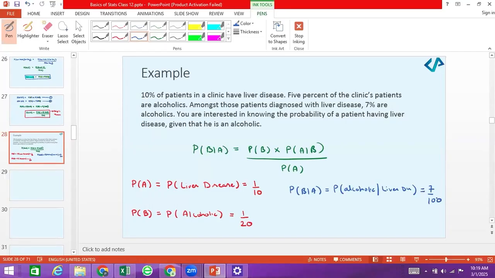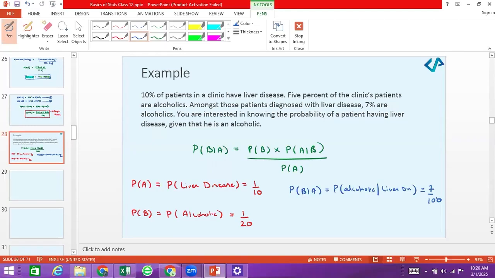Yeah, tell me. Sir, sorry, one question here. Among those patients diagnosed with liver disease, 7% are alcoholic means patients who have both liver disease and are alcoholics, right? So it should be A intersection B, no? No, it is not that. It is saying that among those patients who are diagnosed with liver disease, 7% are alcoholic. So of all the people who have liver disease, out of those people, 7% are alcoholic. This is what they are saying.